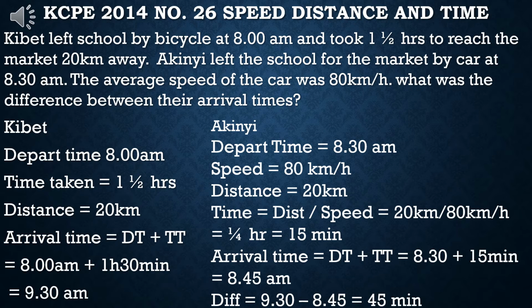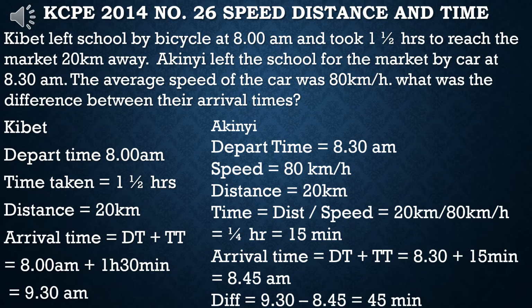And time is given by distance over speed. And we divide distance, which is 20 kilometers, by speed of 80 kilometers per hour, 20 over 80, which gives us a quarter when simplified. And a quarter of an hour is 15 minutes. So arrival time for Akinyi will be departure time plus time taken. She started her journey at 8:30 and she took 15 minutes. She went faster because she was moving by car.